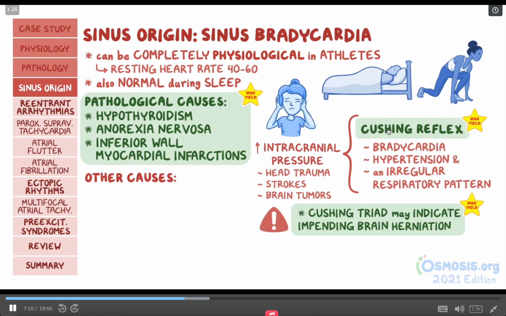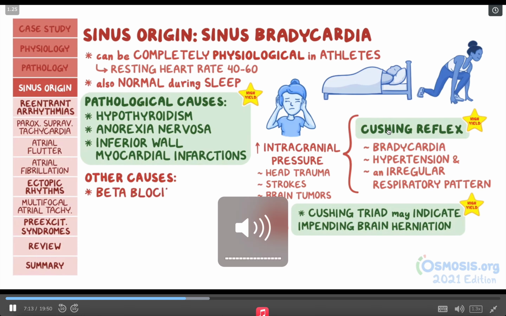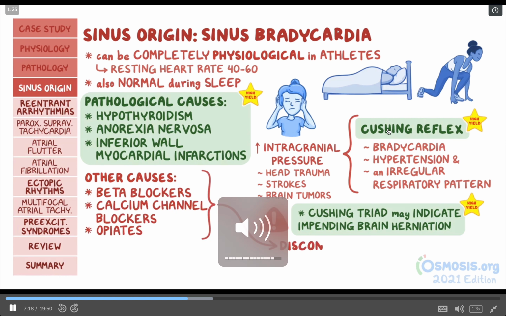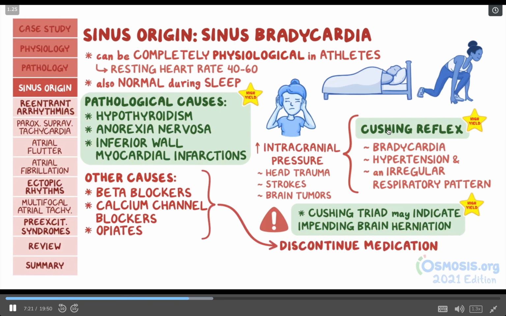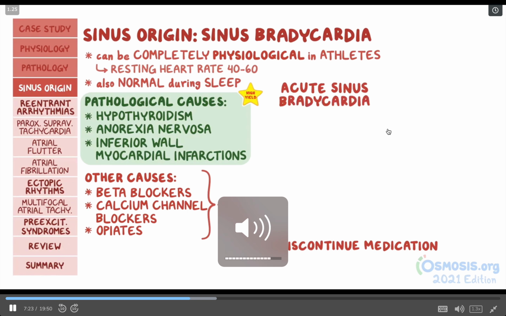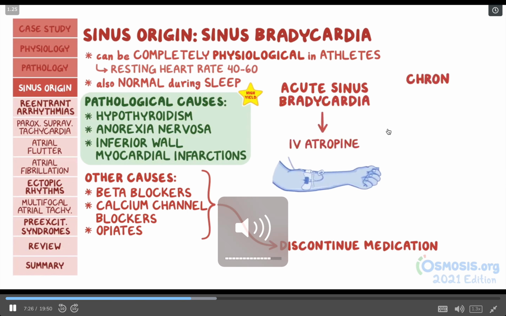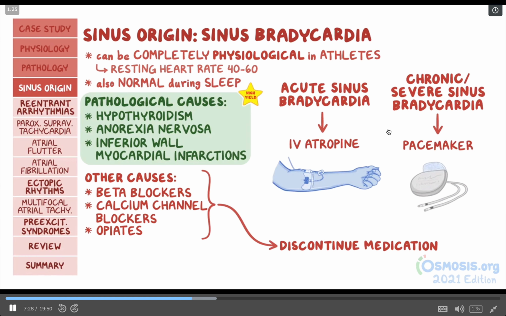Other causes of sinus bradycardia include a bunch of medications like beta blockers, calcium channel blockers, and opiates, in which case the solution is discontinuing the medication if possible. Acute sinus bradycardia can be treated with IV atropine, while chronic and severe cases might need a pacemaker.